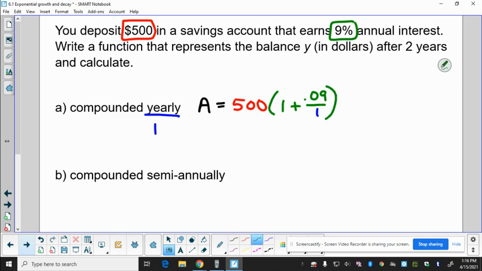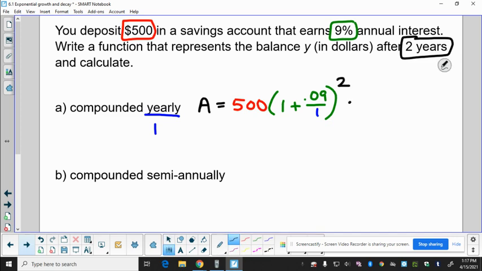Close your parentheses, and then your exponent is going to be n, or your compounding periods, times how long is it in the account? 2 years. Now, look at that exponent. 1 times 2 is just 2, isn't it? So why don't we make this simplified a little bit? Let's just put a 2 there.